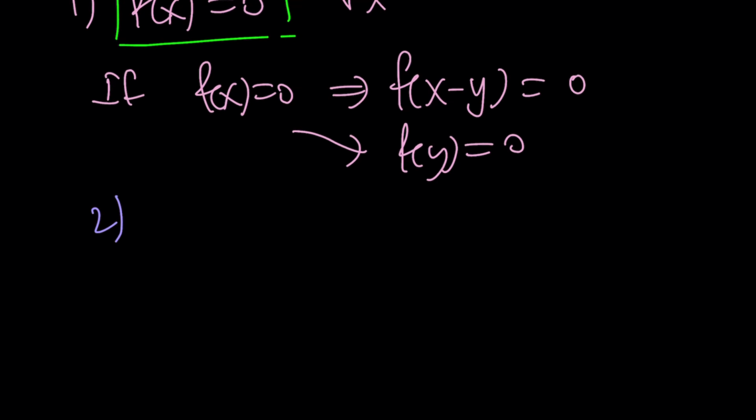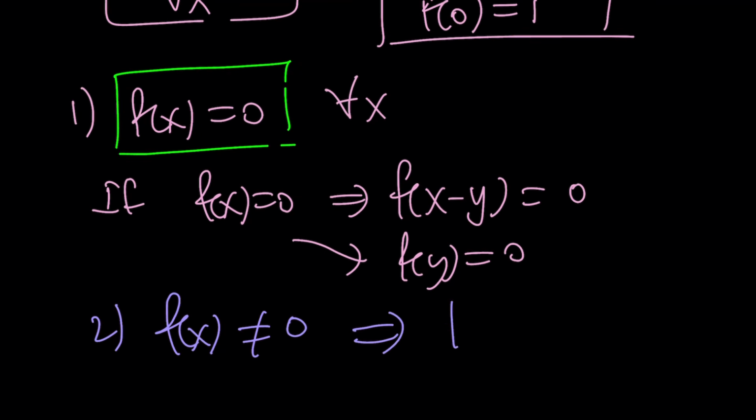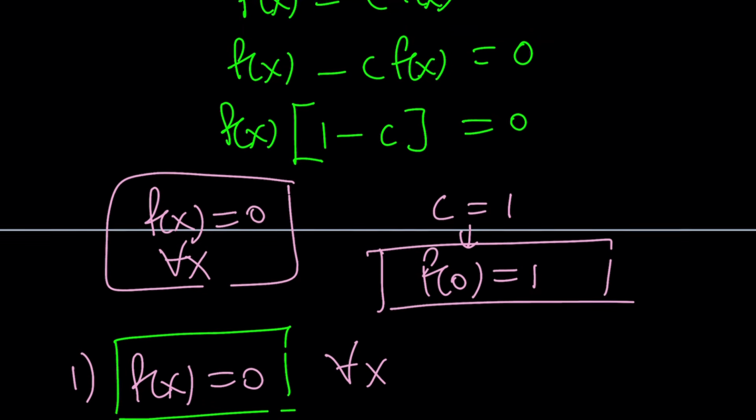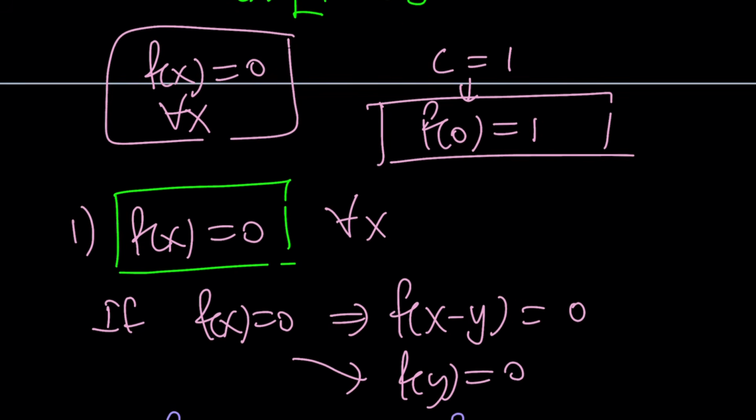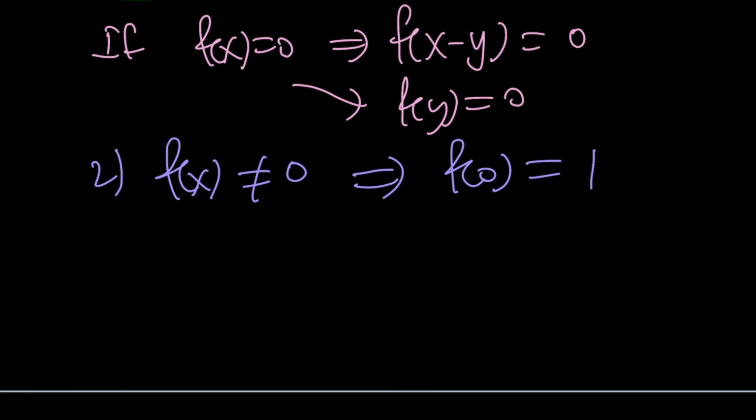Case 2. What if f of x does not equal 0? Then that implies that f of 0 equals 1, because at least one of these must be 0 in order for the product to be 0, if you're working with real numbers, right? So f of 0 equals 1 implies what? Let's take a look. Okay, now I'm going to write the original equation one more time. F of x minus y is equal to f of x times f of y.